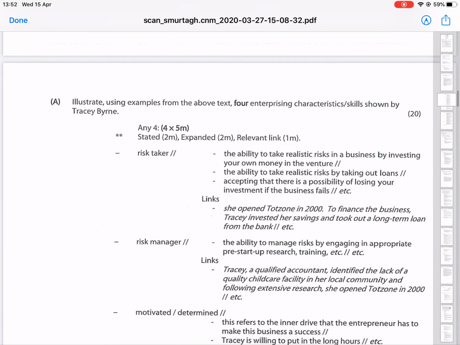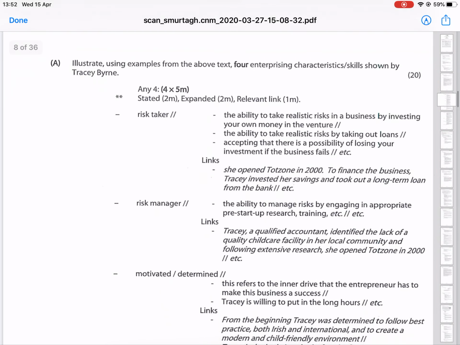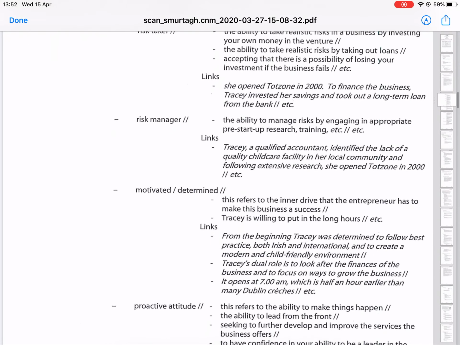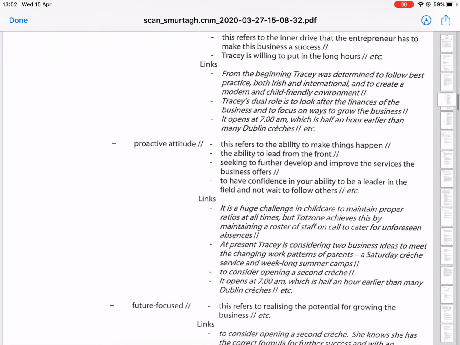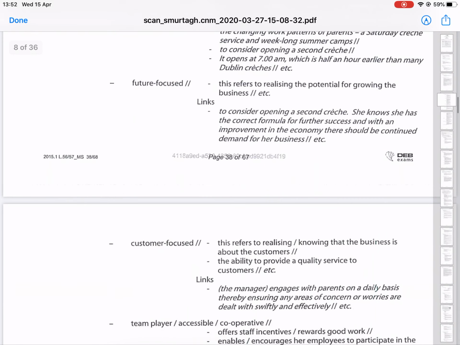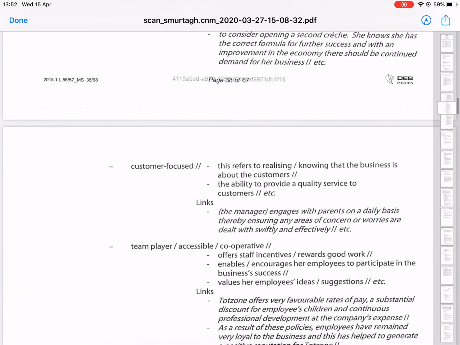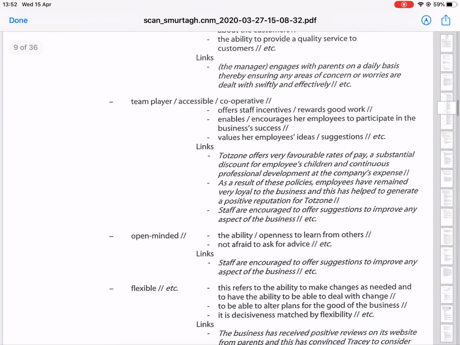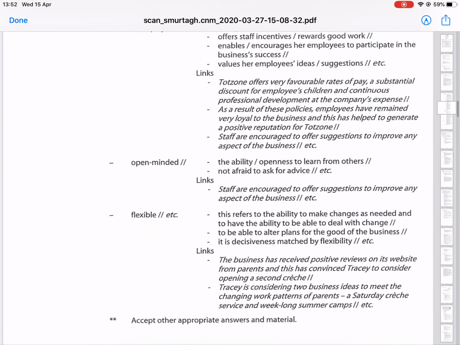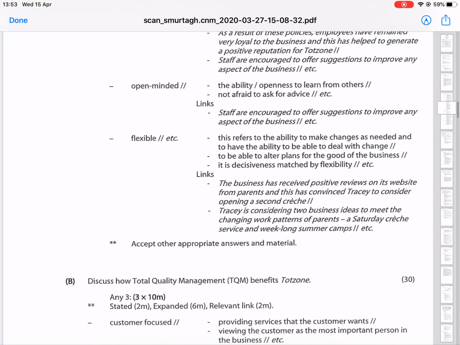In this particular answer, you've got risk taker, risk manager, motivated or determined, proactive, future focused, customer focused, team player, cooperative, accessible, open-minded, flexible. There are so many there, and the marking scheme even allowed for other appropriate answers, so that list is not exhaustive. As long as you've stated correctly, explained correctly, and given a link to the answer, you have got your 20 marks.